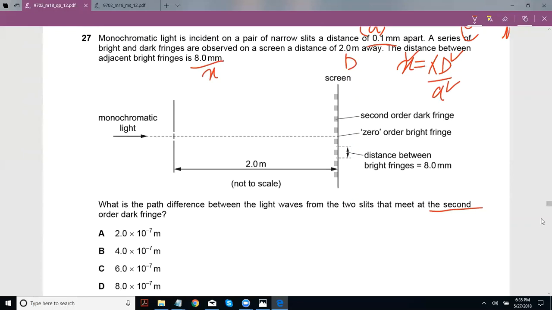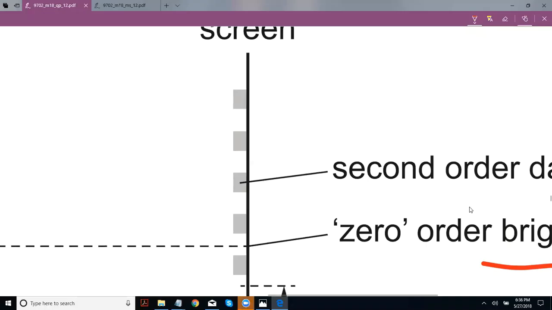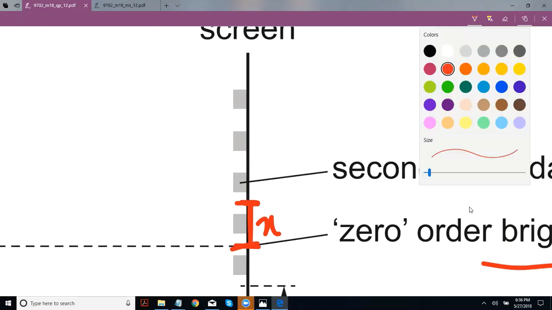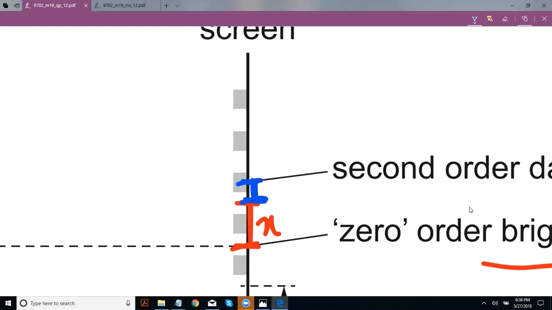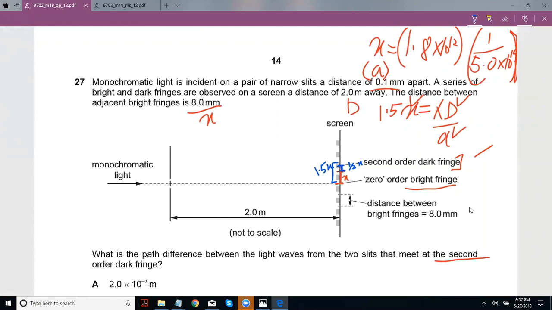Okay, and the reason you're taking that is because from zero order bright fringe to second order bright fringe it would be 2, but to second order dark fringe it will be 1.5 times x. Let me just zoom in. Basically from here to here, this is x, which means from here to here, this would be half x, which means all of this is 1.5x. So you take 1.5x, you input that into this particular formula using the values that are given in the question. What do you get for lambda?